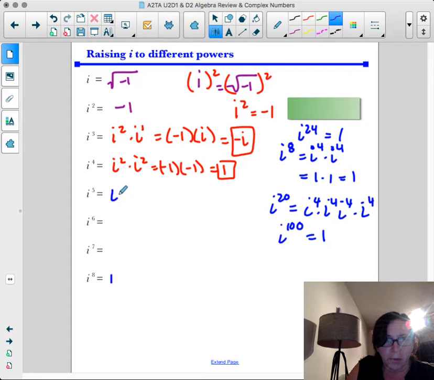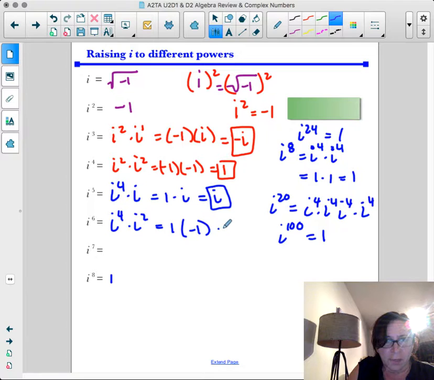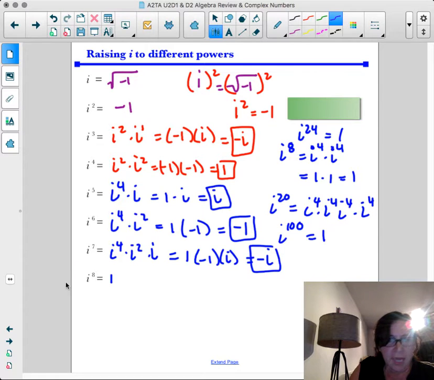i to the 5th power, we're going to say that's i to the 4th power times i, which is going to be 1 times i, which is i. And then i to the 6th, again, i to the 4th times i squared. So that's 1 times negative 1, which is negative 1. Some of you are seeing a pattern here going down, negative 1, negative i, 1, etc. i to the 7th is going to be i to the 4th times i squared times another i. So again, that's 1 times negative 1 times i. And so that makes negative i.